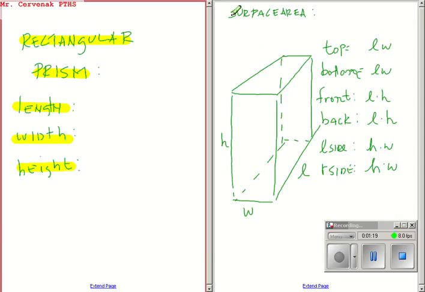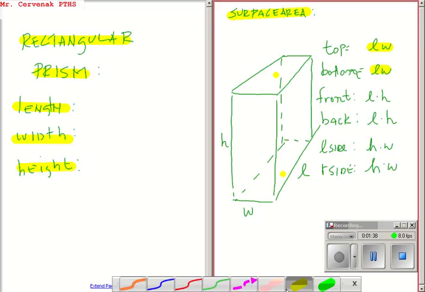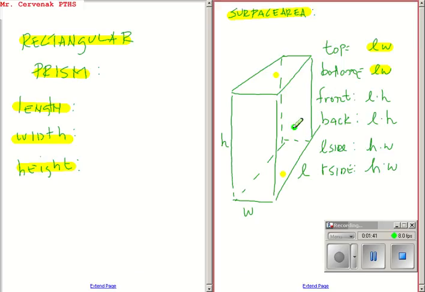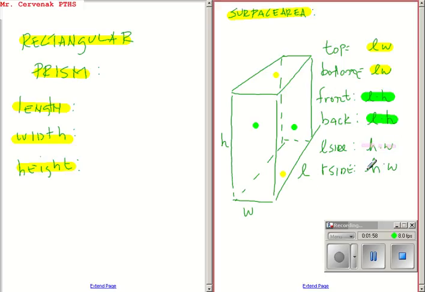In order to compute the surface area of a rectangular prism, we calculate the area individually of each one of the faces. Every rectangular prism has a top and a bottom, length times width. Every rectangular prism has a front and a back, length times height, and every rectangular prism has a left side and a right side, and we call these height and width.